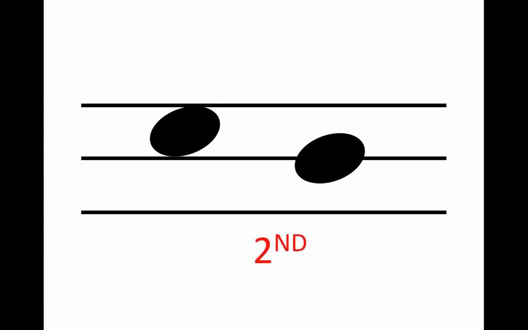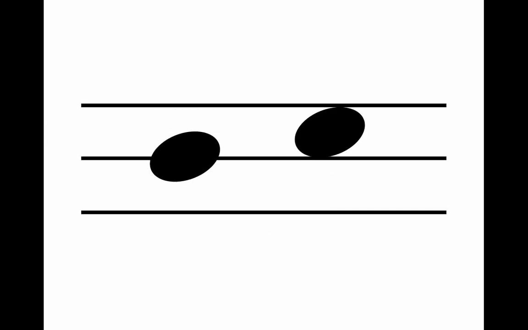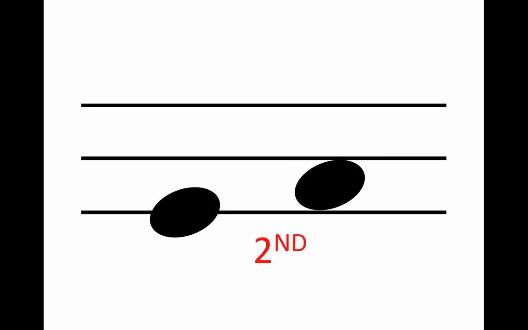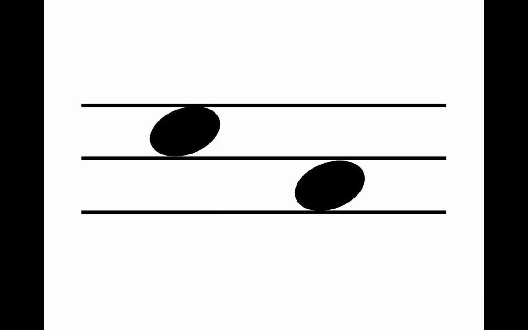So what is this? This is a second. We're doing some practice here. And this, a second, line to a space. Here we have line to a line. This is a third. Notice there's a line, and there's a space in between, so there is something getting skipped. It's going two spots on the staff. This is a third. This is a second, line to a space. Space to a space. This is a third. See that line in the middle?